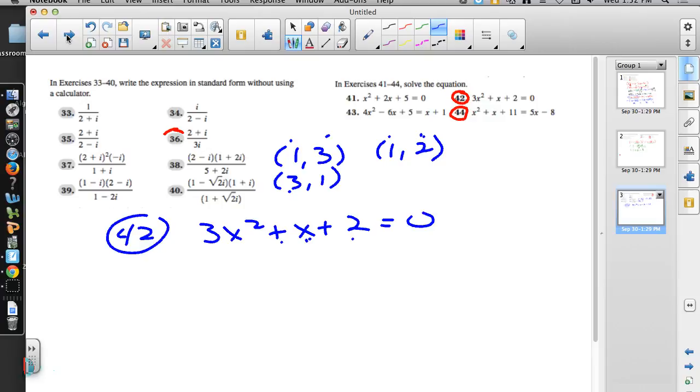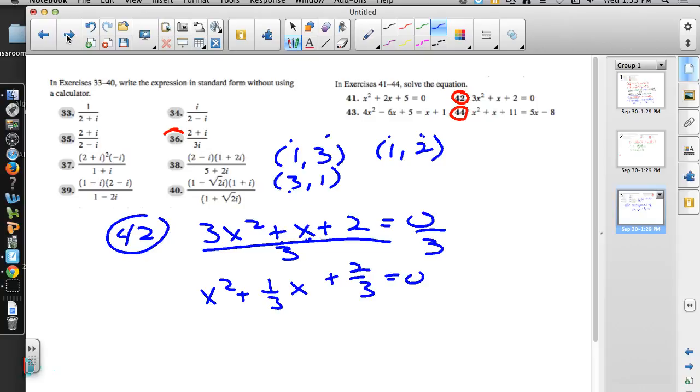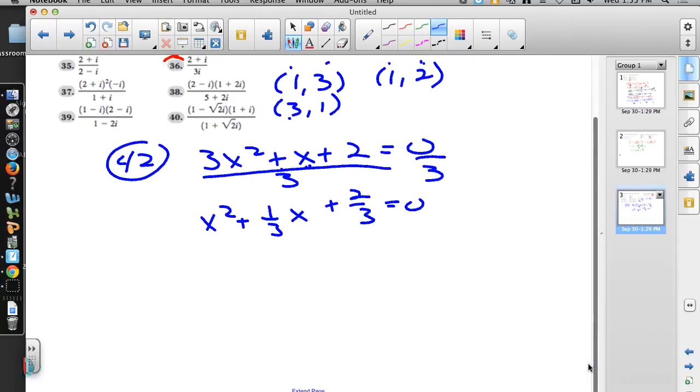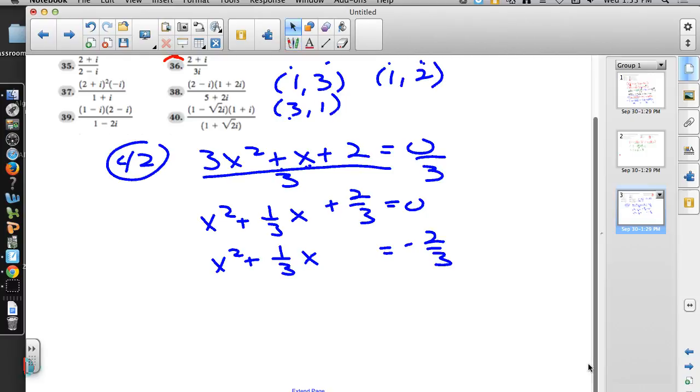So here's what we're going to do. We're going to solve this by completing the square. I'm going to divide everything by 3 and get x squared plus 1/3 x plus 2/3 equals 0. And then go ahead and move that 2/3 over to the other side, because that is not helpful. It wasn't completing the square for us, so subtract that from both sides.